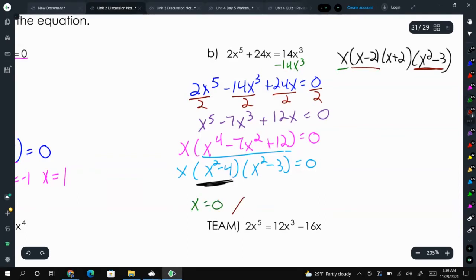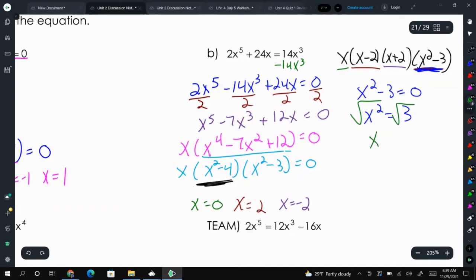One is going to be x equals 2. Another is going to be x equals negative 2. But for this one right here, we have to write x squared minus 3 equals 0. When we add 3 to both sides, x squared equals 3. And then when we square root both sides, we get x equals plus or minus the square root of 3. So that means we also have x equals negative square root of 3 as a solution, and x equals positive square root of 3 as a solution.